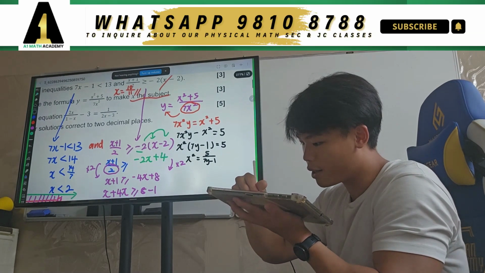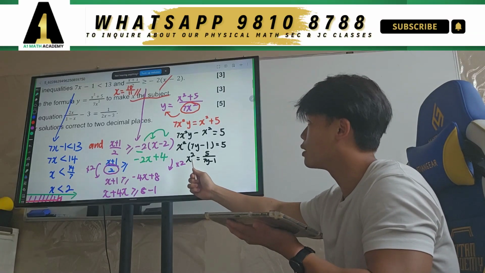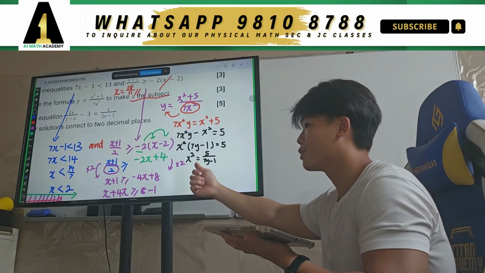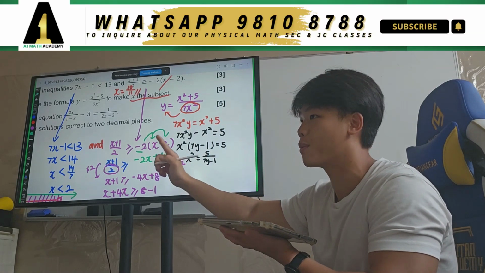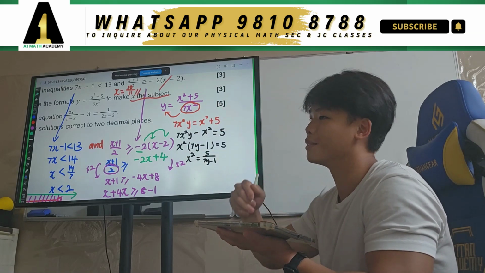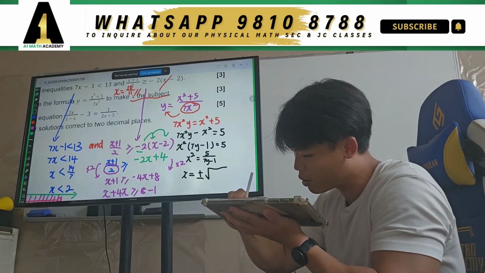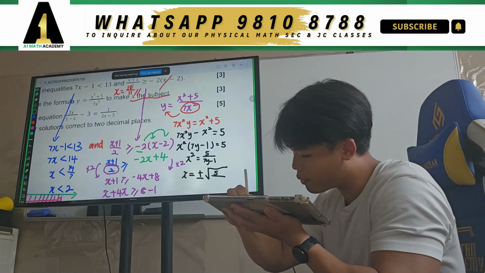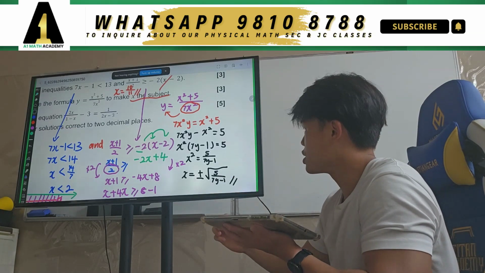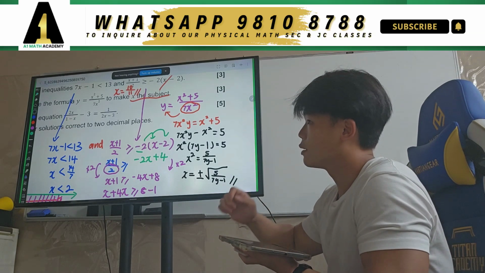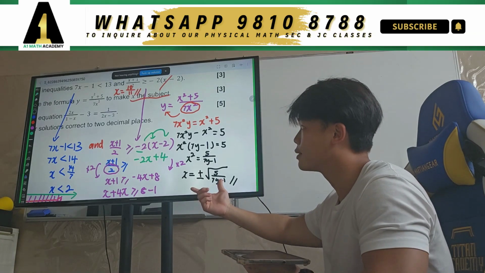Okay, almost there already. But I just need to deal with the square. So how to remove the square? You square root. But then in front of the square root, what must we put? Plus minus. Correct. So x equals to plus minus the square root of 5 over (7y minus 1). Finish. Yeah, so this is the final answer.